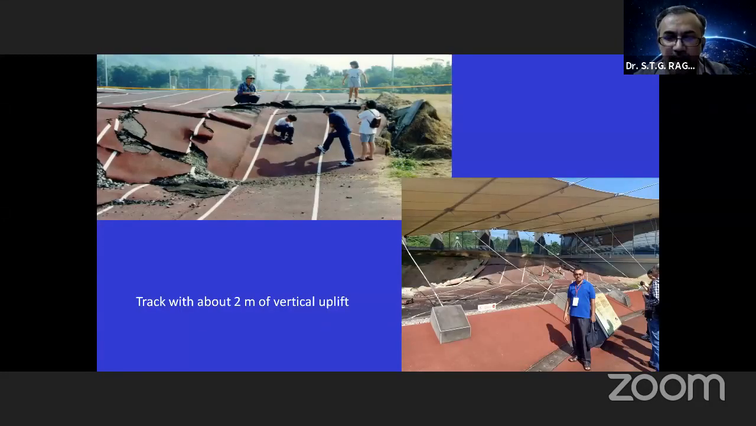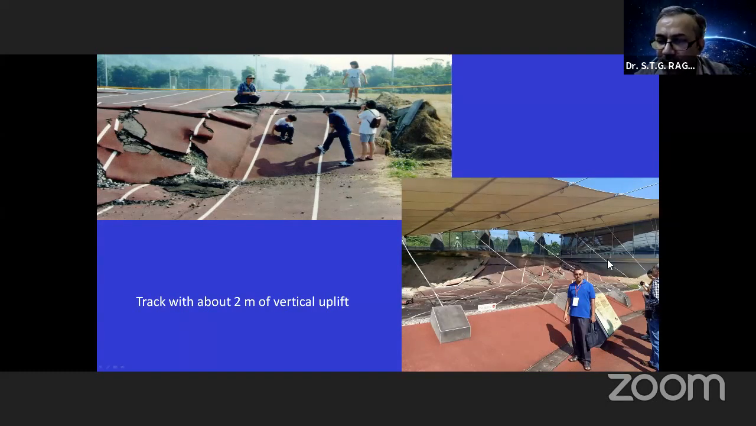And now this is a track. CVR also has shown it in his slides. There was a school, and this running track was in the school. During the earthquake, the fault went below the school. You can see there was a 2 meter uplift in this track.